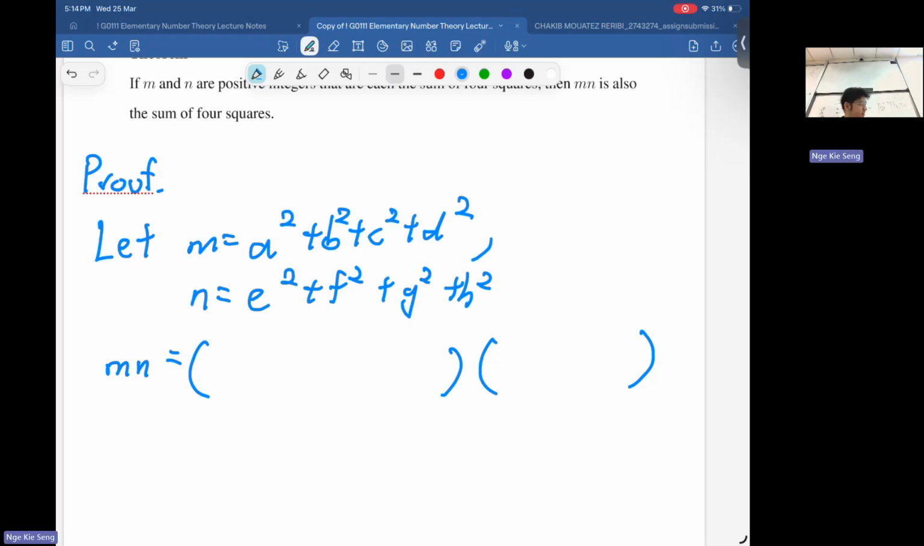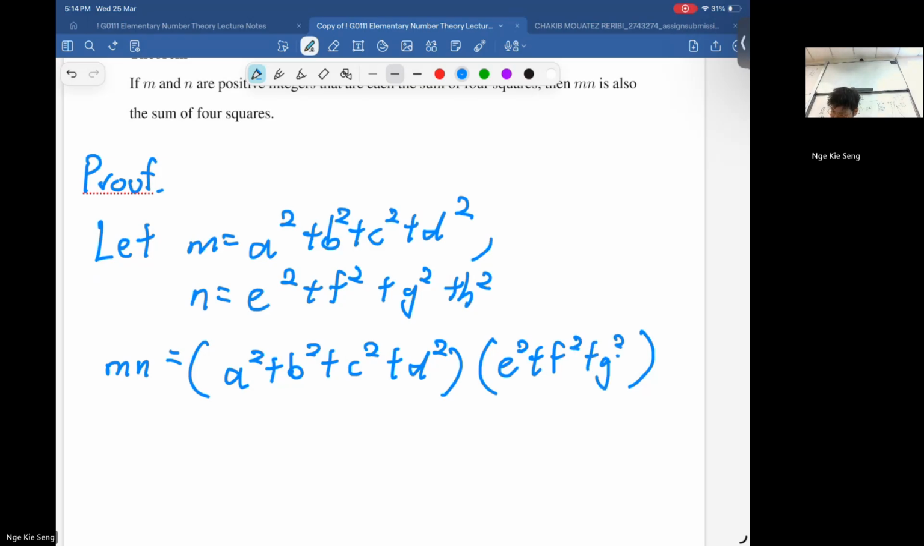What's mn? Sorry, a bit of lag. What is it then? Okay, so there's a big chunk of products here. I won't torture you to find the formula, I'll just give you the formula: (ae plus bf plus cg plus dh) squared.